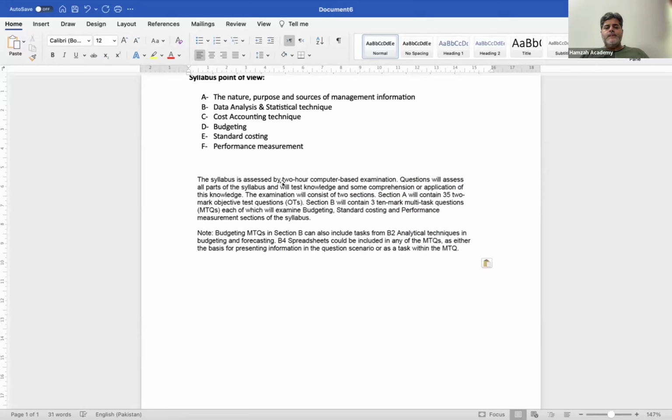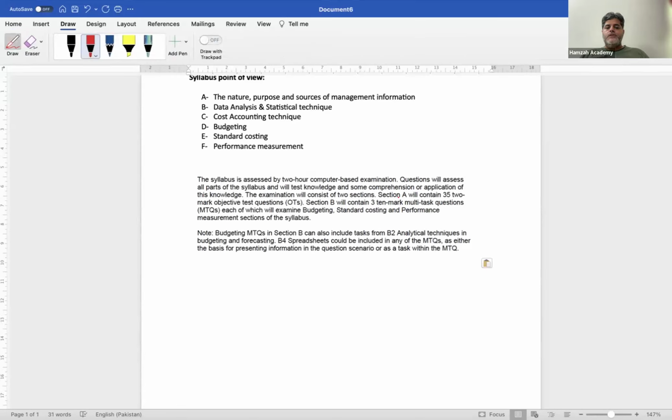that the syllabus is going to be assessed by a 2 hour computer-based examination. Questions will assess all parts of the syllabus and will test the knowledge and some comprehension or application of this knowledge as well. The examination will consist of 2 sections, section A and section B. Section A is going to consist of 35 mark objective test questions, and section B will contain 30 marks multi-task questions, right?